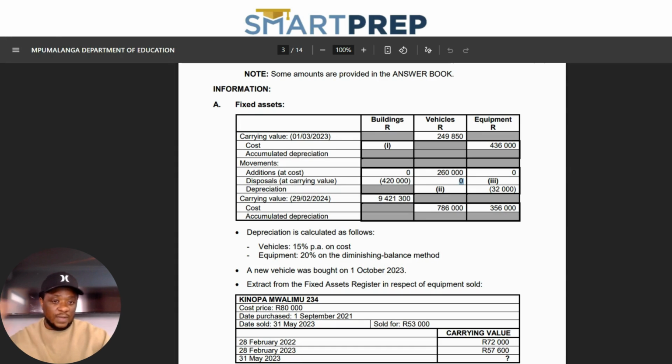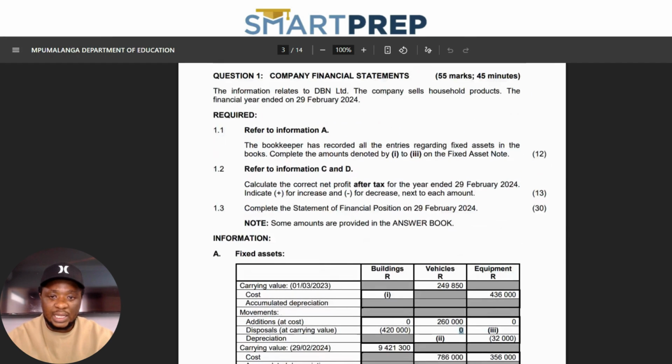So now let's look firstly at the new vehicles that were purchased in the current year. So we purchased 260,000 worth of vehicles. That would be the cost of the vehicles. And then the depreciation method that has been used is the cost method or the straight line method, and the depreciation rate is 15%. So that makes things fairly simple. So we're pretty much then going to take the 260,000 multiplied by the 15%, and then we apportion by the period. So if you look at the apportionment that we need to do is 1 October 2023, and then remember that our financial year ends on the 29th of February 2024.